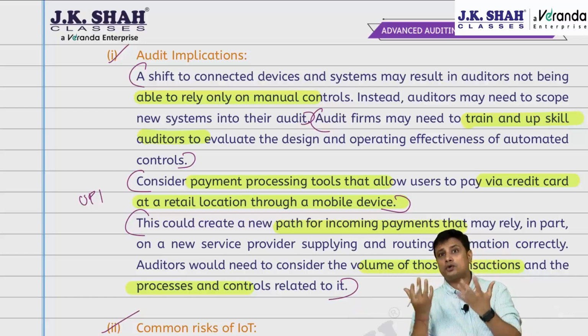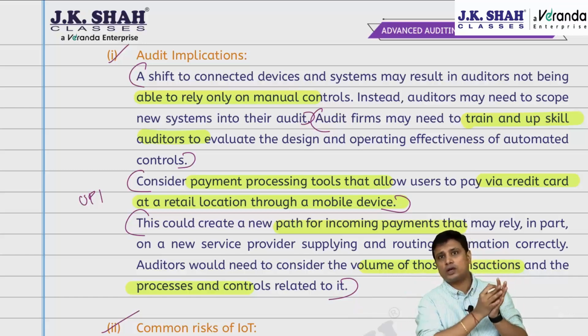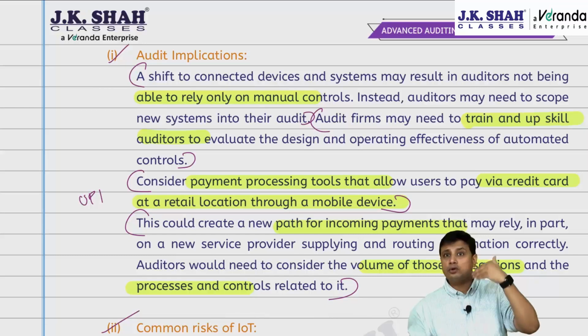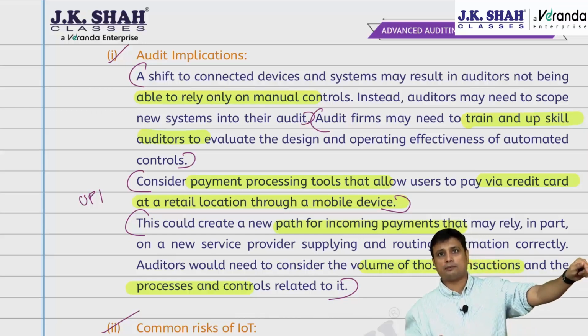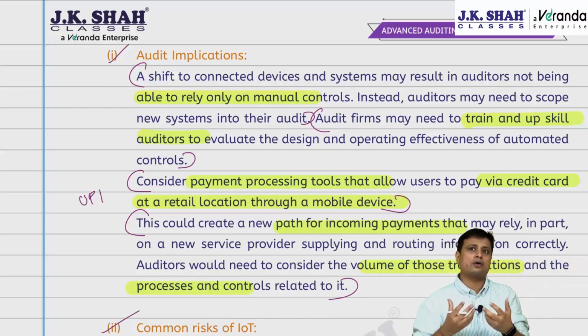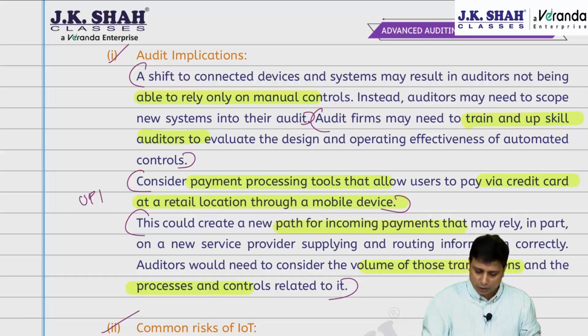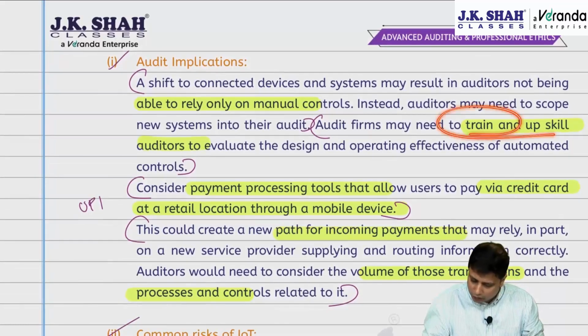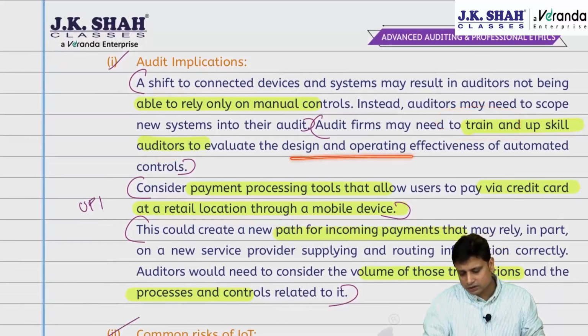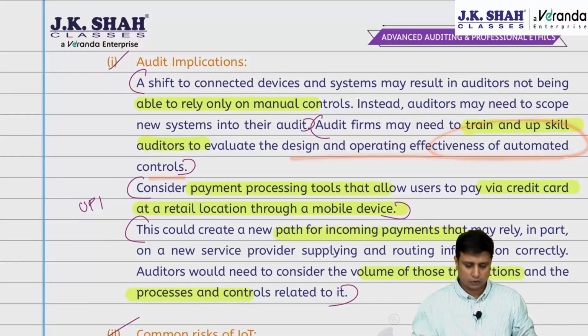Now, if I cannot rely on manual controls and have to rely on automated controls, I will have to train and upskill my audit team. If they do not know how IoT works and everything, if I do not upskill them, we cannot perform this audit. The audit firm may need to train and upskill the auditors to evaluate the design and operating effectiveness of the controls.